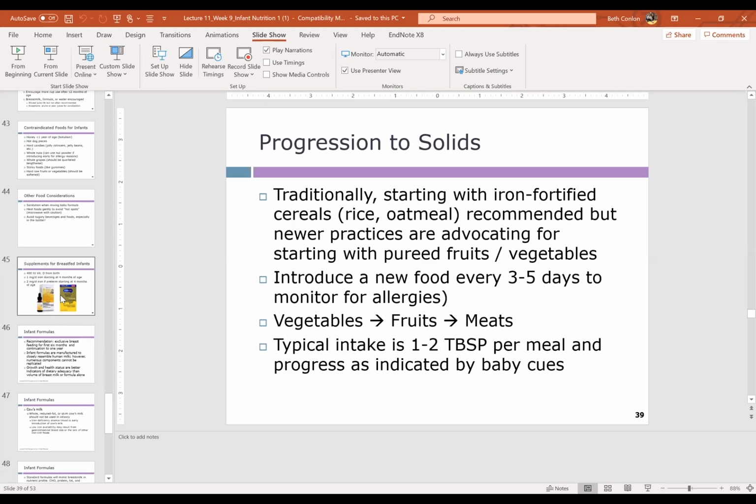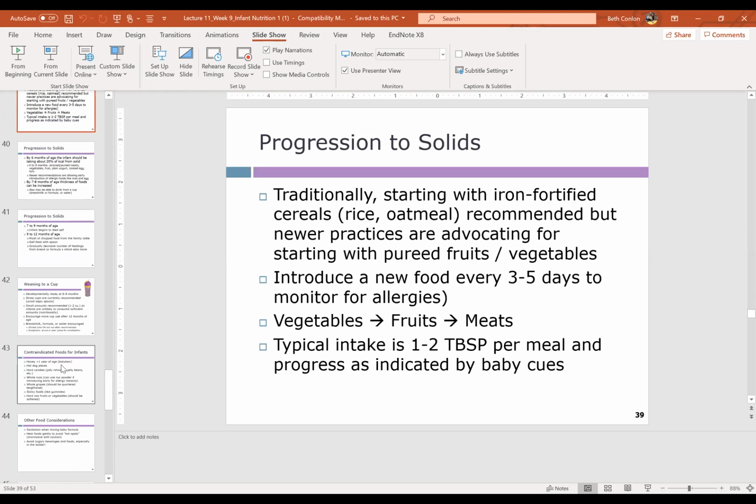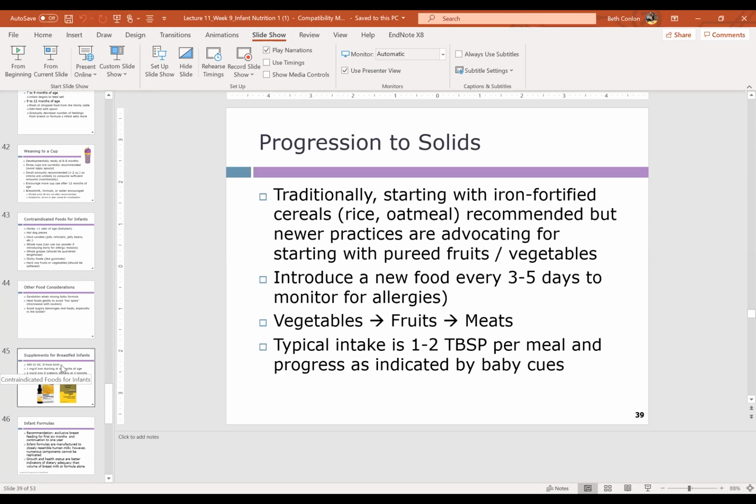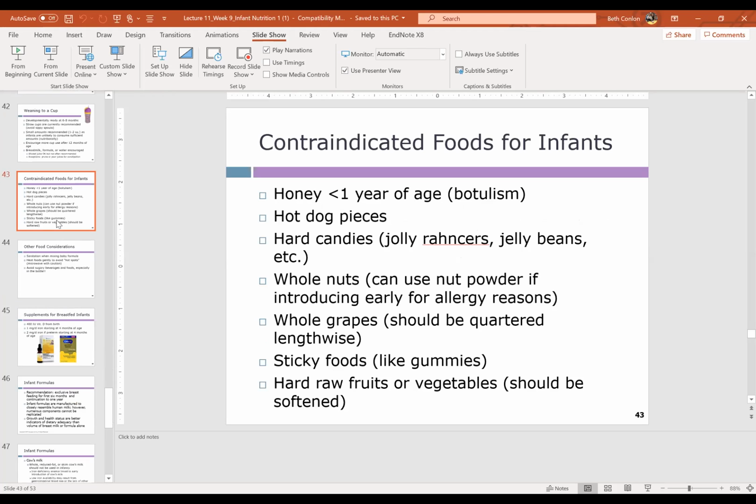So let's talk about progression to solids in class and weaning to cup after we do formula, because we'll do formulas and then we'll do neonatal, and then we will move from infants into toddlers. So we can talk about solids and weaning then. But I do want to talk about, let's start with contraindicated foods for infants.